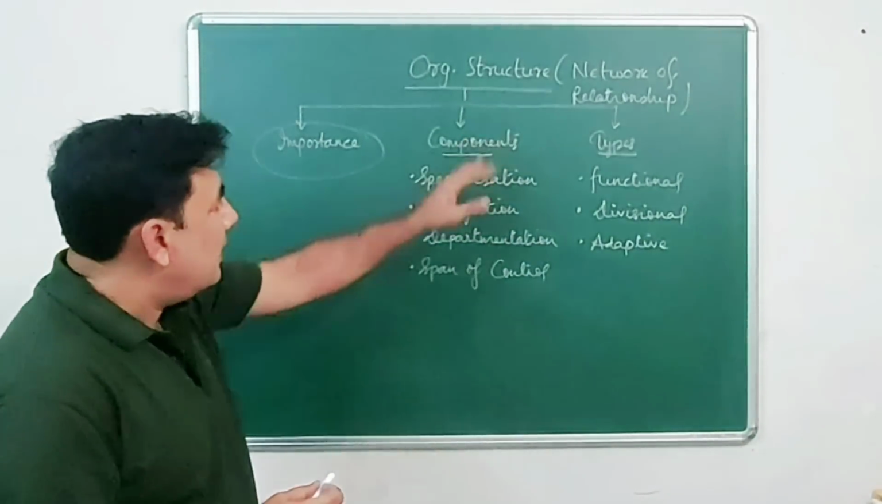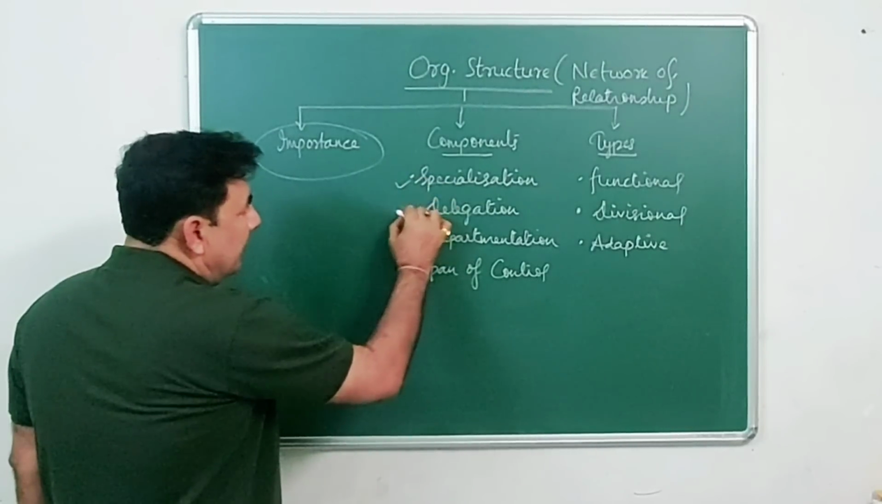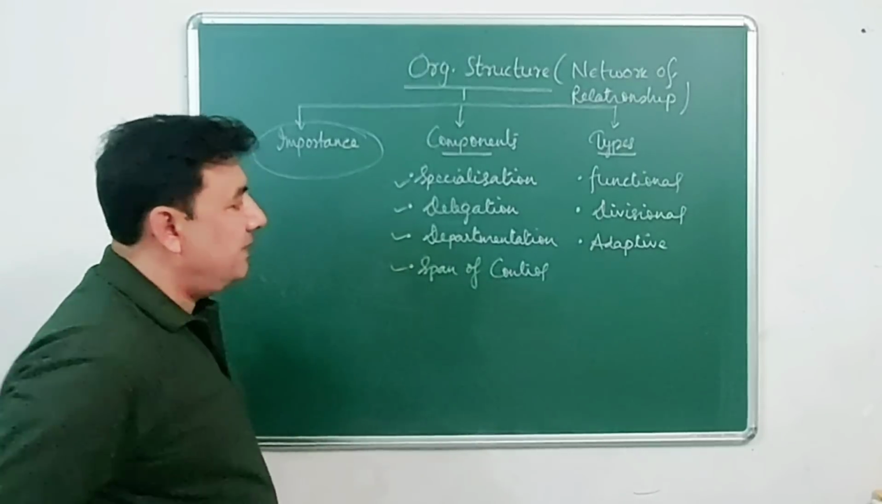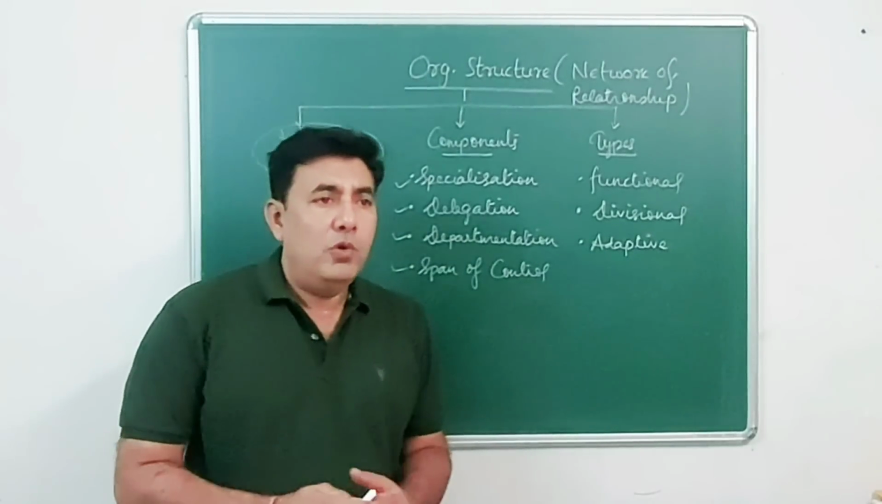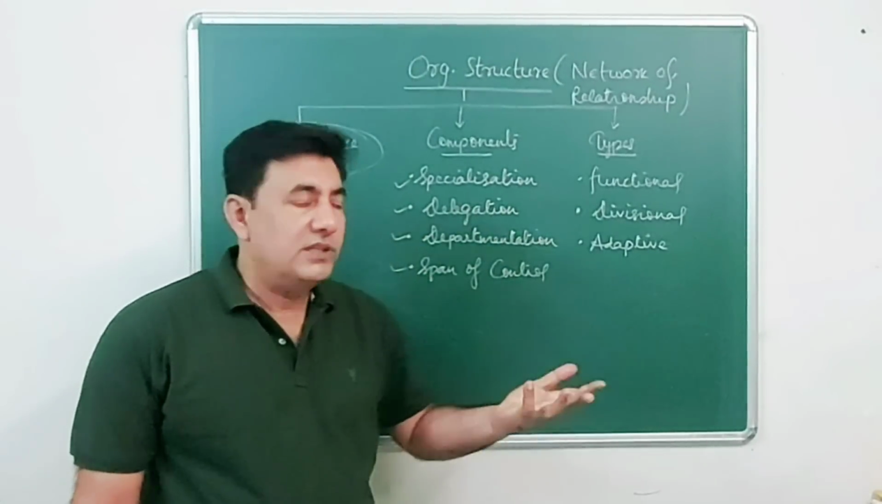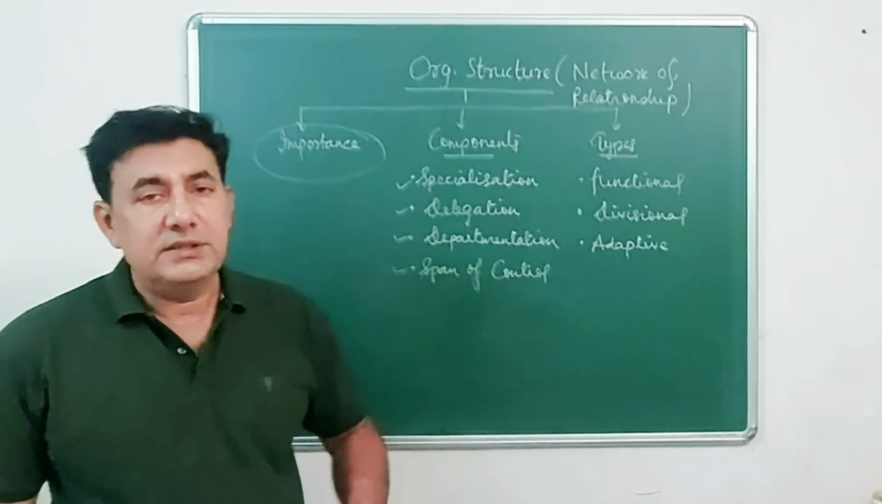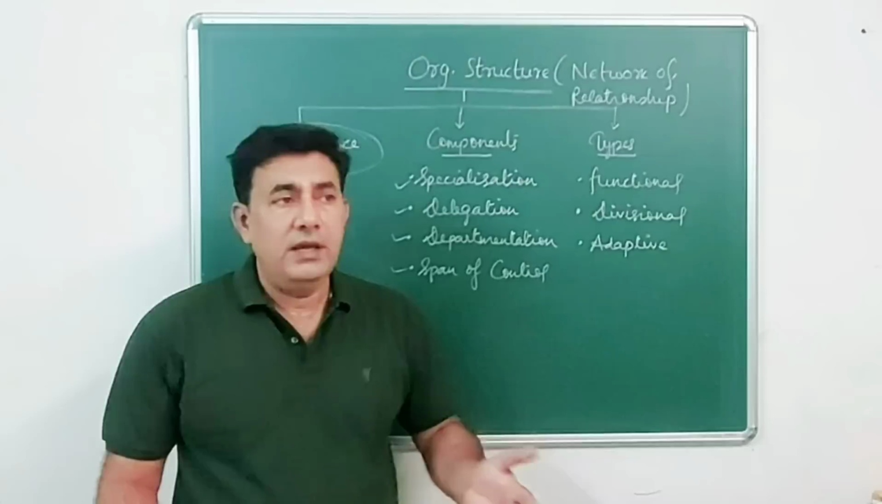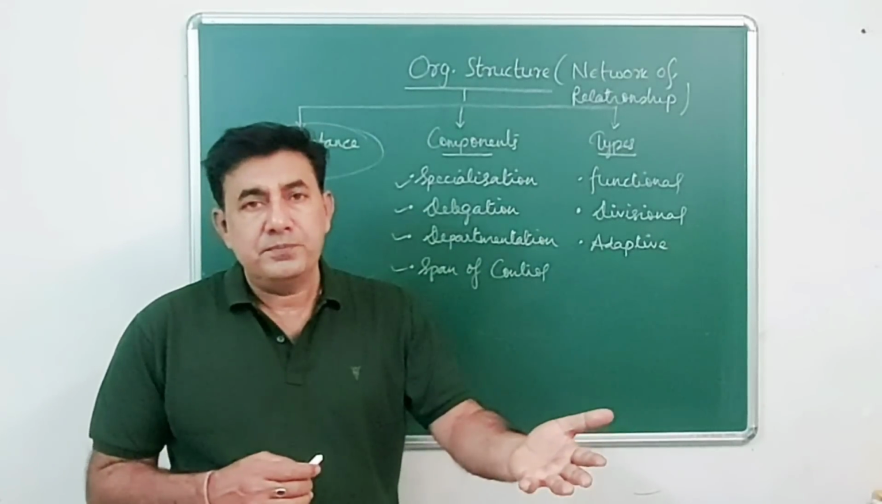The next one is components. ये चार कंपोनेंट मैंने लिखे हैं: स्पेशलाइजेशन, डेलीगेशन, डिपार्टमेंटेशन, स्पैन ऑफ कंट्रोल. मोर और लेस रिलेटेड विद द फर्स्ट चैप्टर. Again specialization, just now I told you about this. Delegation means transfer of authority from one person to another, right?